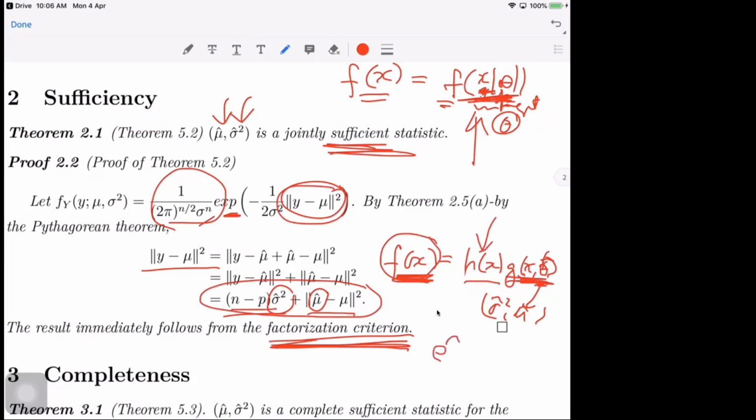So e to the a plus b is actually e to the a times e to the b, no? So it is a function of a and b, or a function of mu hat square and sigma hat square and mu hat. So by factorization criterion, since we can factor it into this form, then we say that they are sufficient statistics. Jointly means together, you know. So together mu hat square and mu hat.